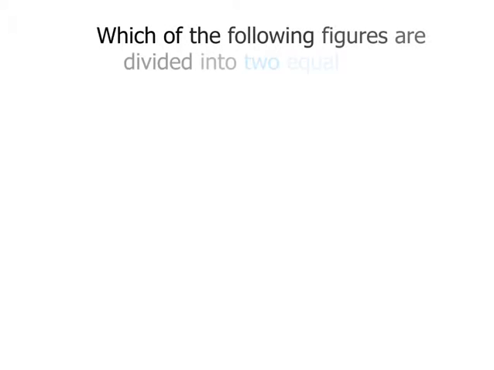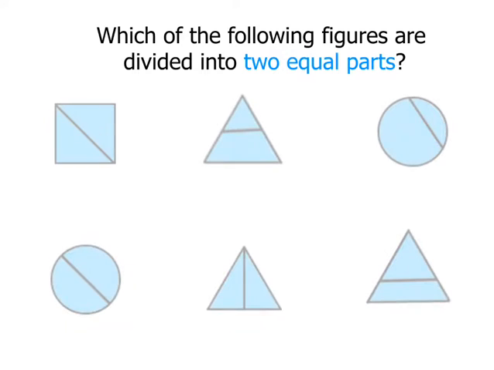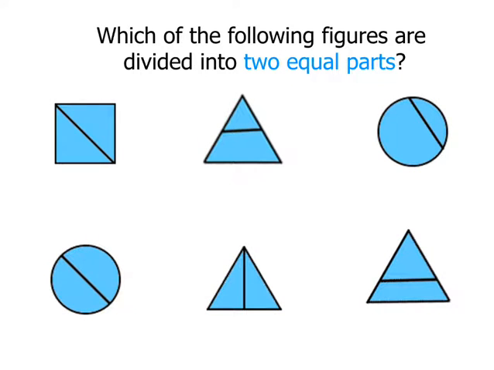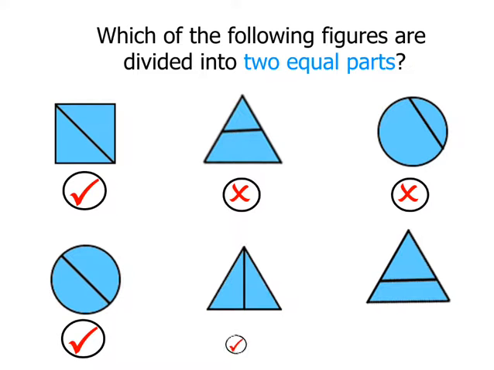Now coming to the next part: which of the following figures are divided into two equal parts? You have to check this. This one is divided equally as the line passes through the middle. Now in the triangle figure, the line is not passing through the middle. Though it passes somewhat through the middle, it is not dividing the triangle into two equal portions. Similarly with the circle, as the line is not passing through the center of the circle, it does not have two equal parts. As you can see on your screen, you can check whether the remaining figures are divided into two equal parts or not.